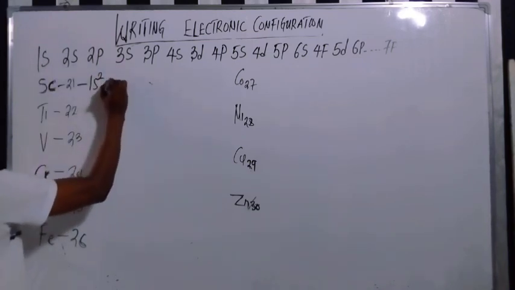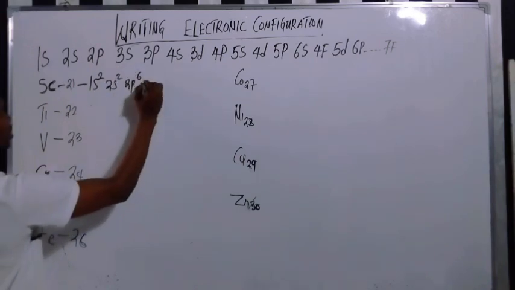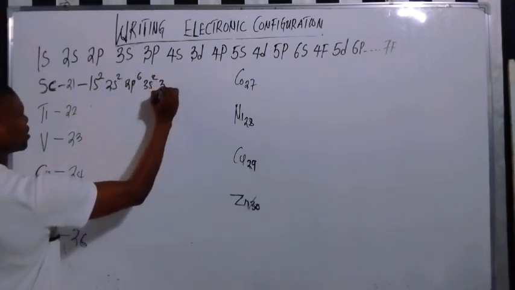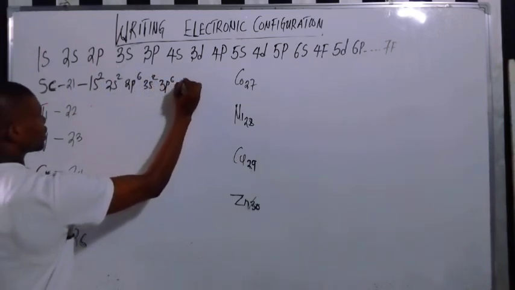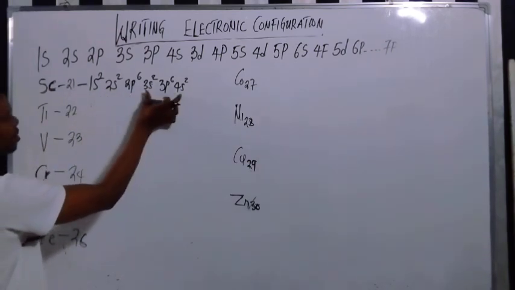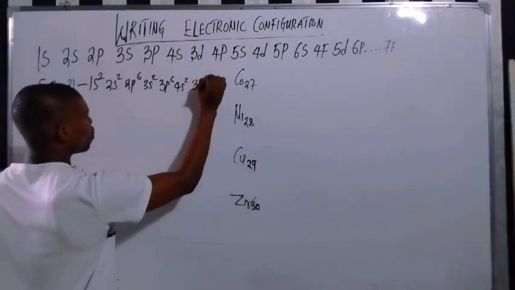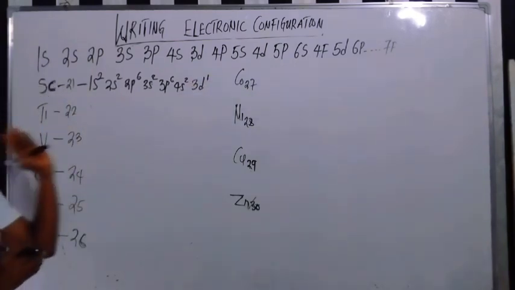1s2. Here we have 2s2, right? 2p6, right? 3s2, 3p6, 4s2. If you check very well, I've used 20. Just that 10, 10, making it what? 20. So the next one is going to be 3d1. So that's how you fill it here.